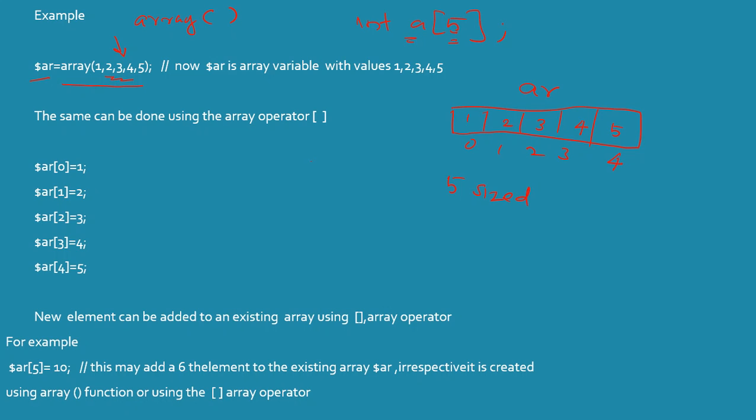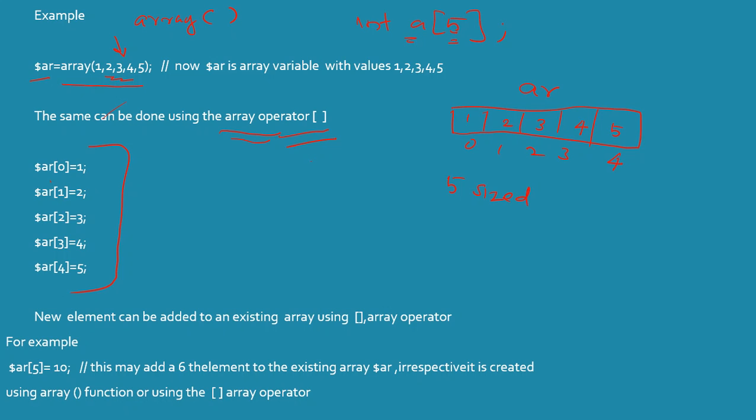And we can do the same thing using the array operator, and it is done like this. AR of 0 equal to 1, AR of 1 is equal to 2. We are using the same set of values. So this is also another way of creating an array with 5 different values, but this is done using the array operator.